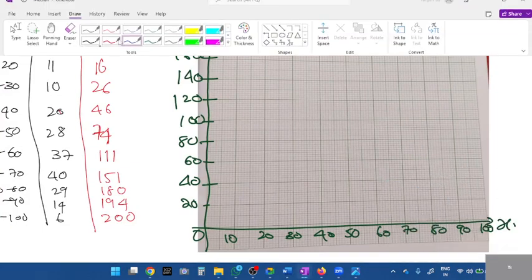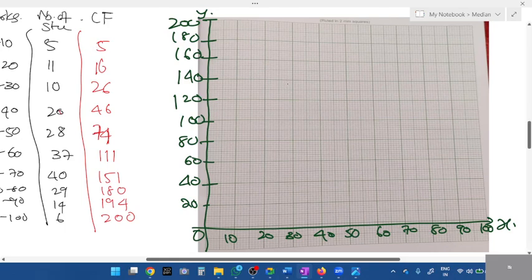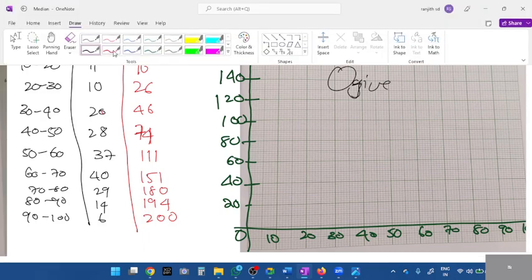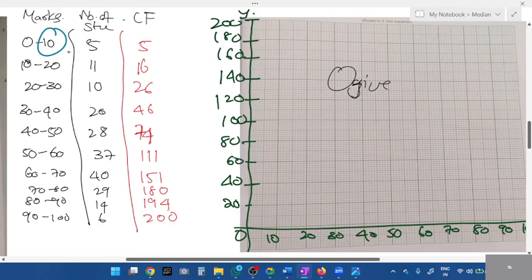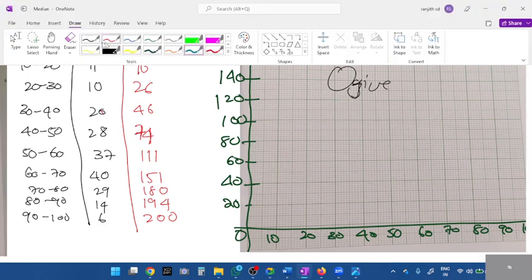The first concept is whenever we solve graph question, ogive graph. Remember, they ask us to find ogive graph. If you want to find ogive graph, we need to take two things. What are the two things we take to construct the ogive graph? Upper limit and cumulative frequency. So what's the first value? 10 comma.